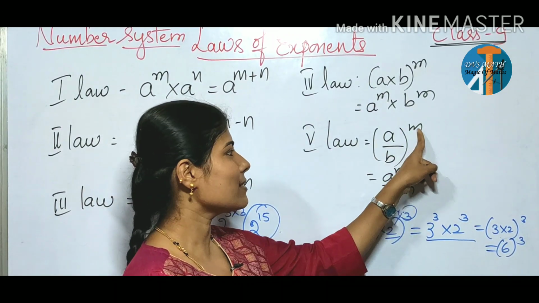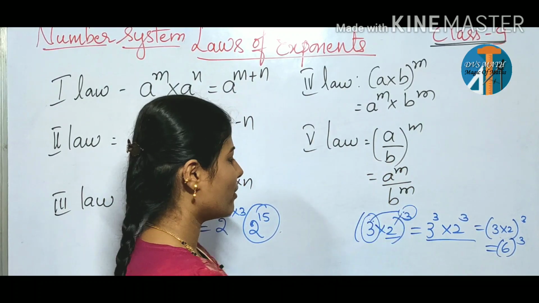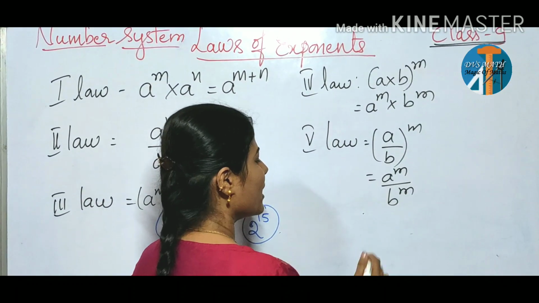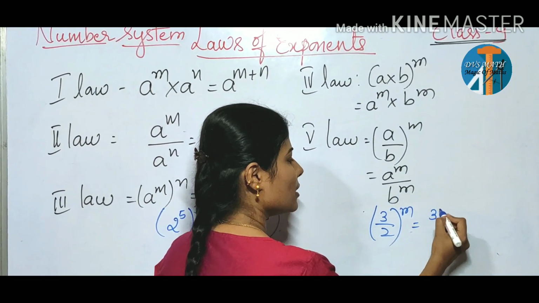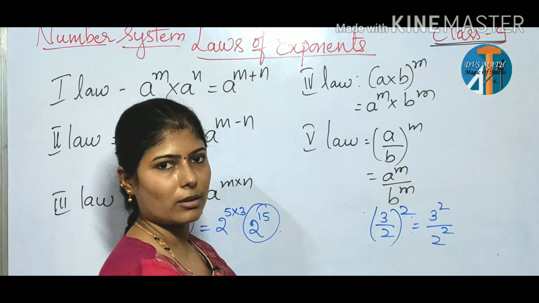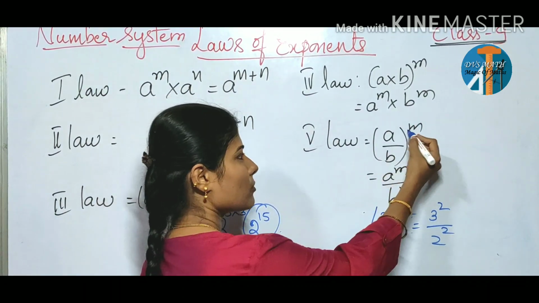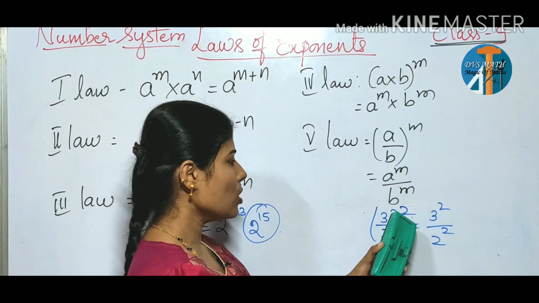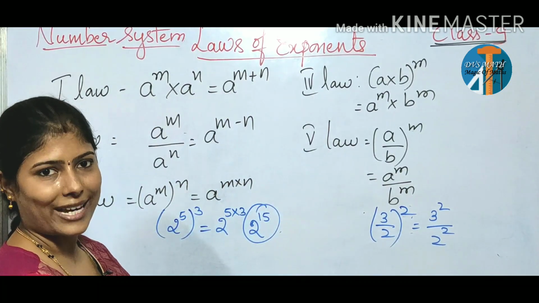Now the fifth law: a by b whole power m. This is division. Again this m power applies to both a and b: a power m divided by b power m. Let us write the same example. 3 by 2 whole power m can be written as 3 power m by 2 power m. Or if I take a square, 3 square by 2 square. So here the power applies to both numerator and denominator, a by b. So 3 square and 2 square.